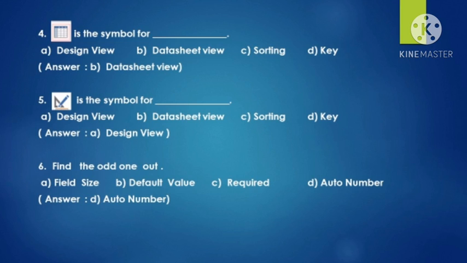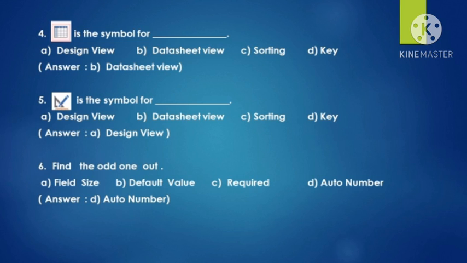Question number 5 contains a special symbol. Students, you need to identify the symbol from the given options. The options are A, design view, B, datasheet view, C, sorting, D, queue. The correct option is A, design view.